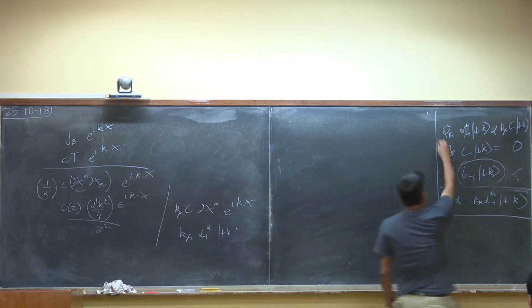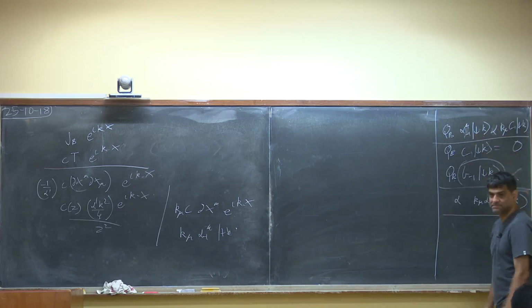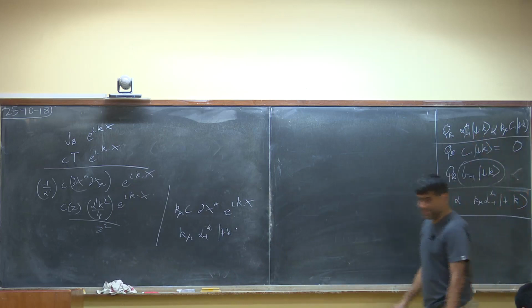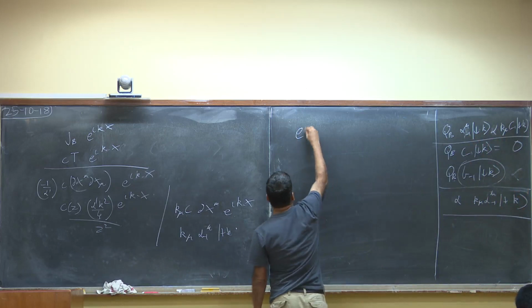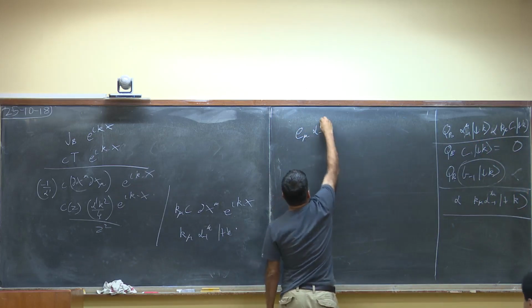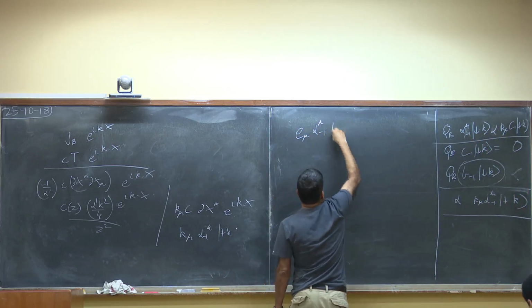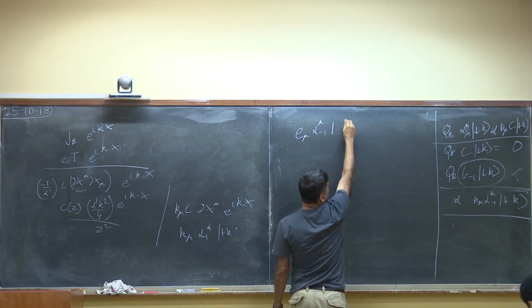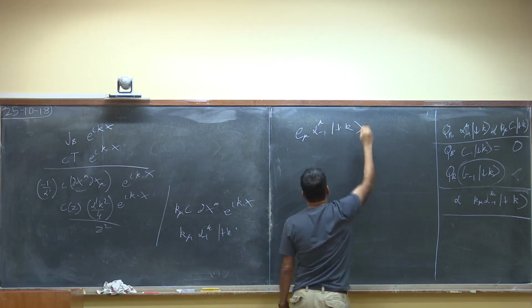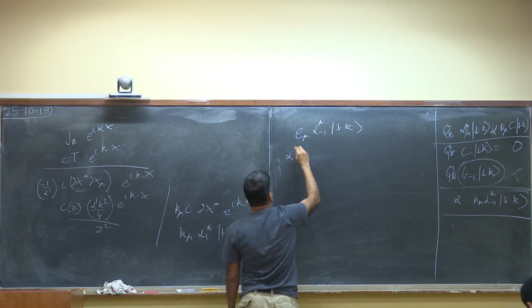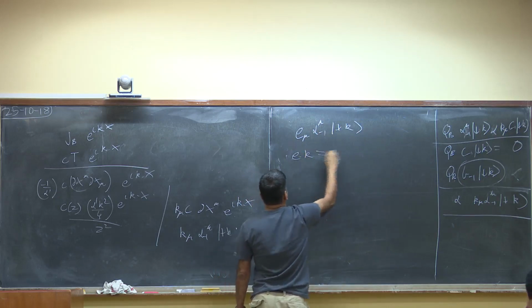Let's see, what about states of this form? The states that are killed by Q are the states of the form E mu alpha minus 1 mu on down k, such that E dot k is equal to 0.